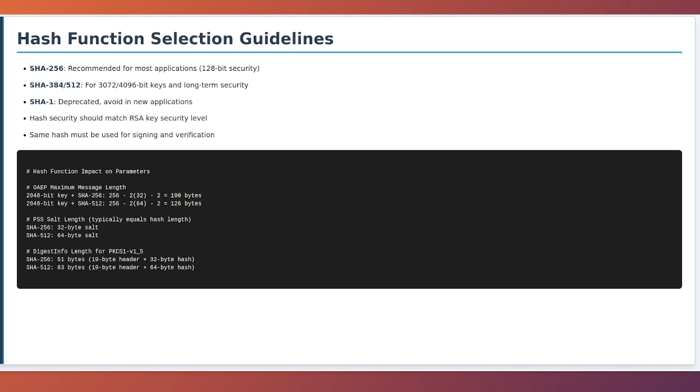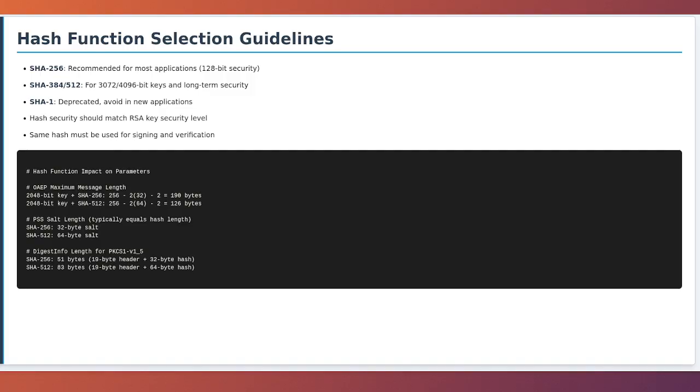SHA-256 is fast on modern processors, widely supported in cryptographic libraries, and has no known practical attacks. Unless you have specific requirements for a different hash function, SHA-256 is a solid default choice. For applications using 3072-bit or 4096-bit RSA keys for long-term security, SHA-384 or SHA-512 might be more appropriate.